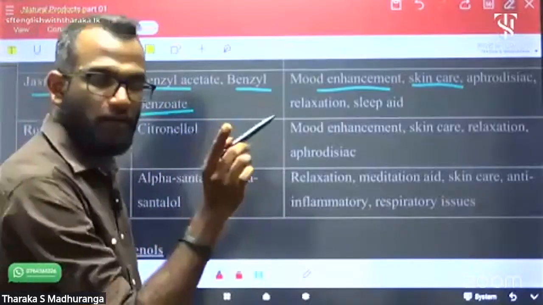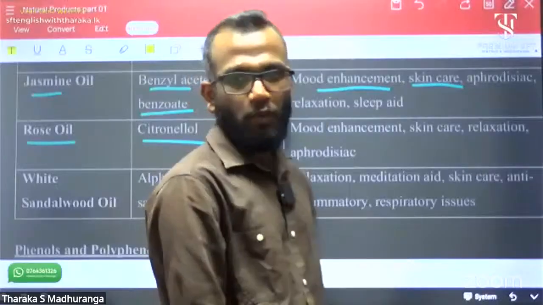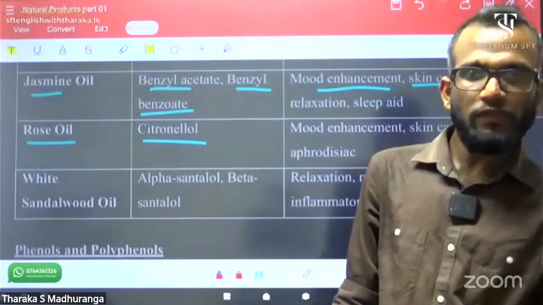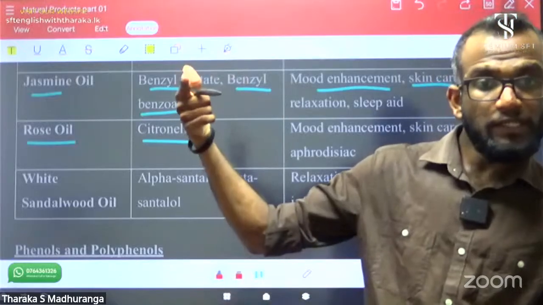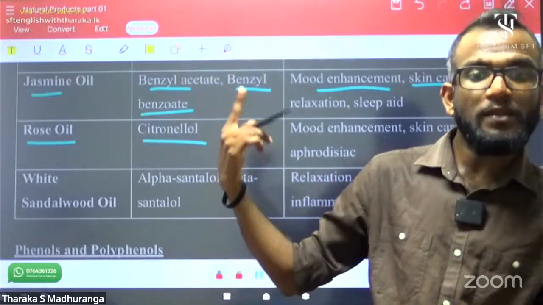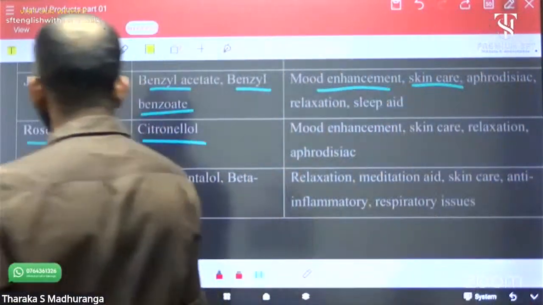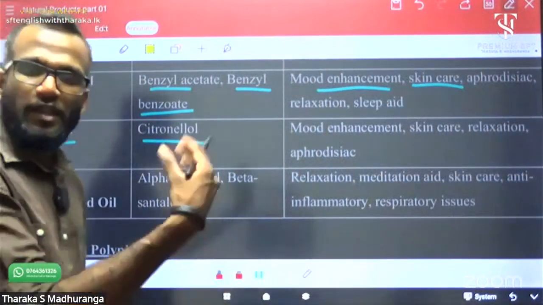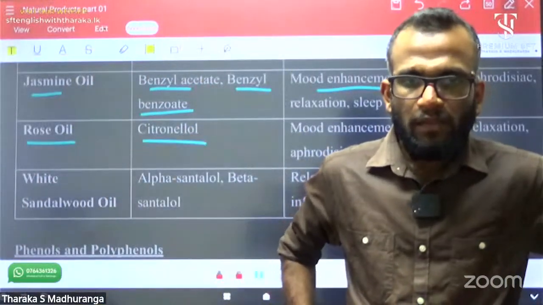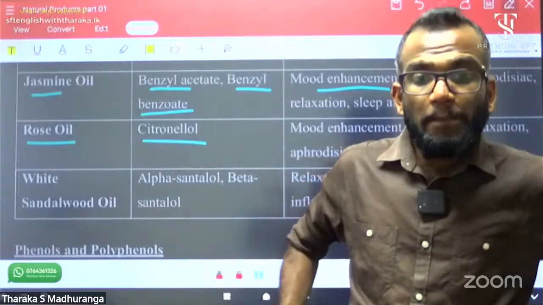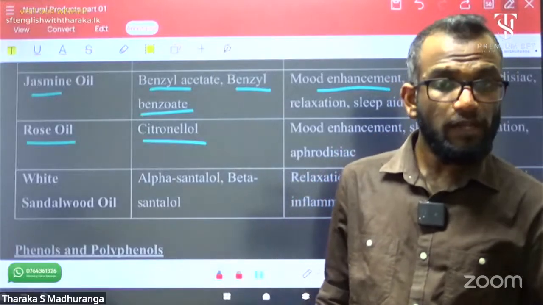Rose oil. What is the secondary metabolite? Citronellol. Rose oil, citronellol. What about jasmine? Benzyl acetate, benzyl benzoate. Jasmine: benzyl acetate, benzyl benzoate. Rose oil: citronellol.